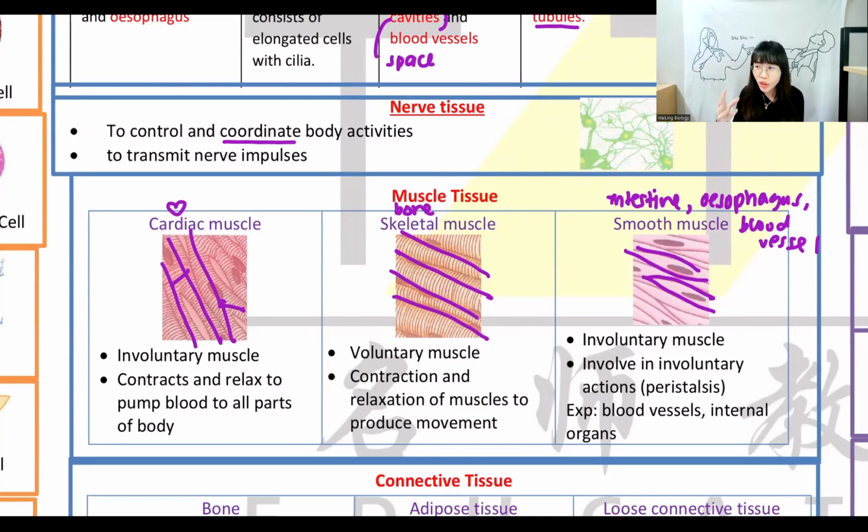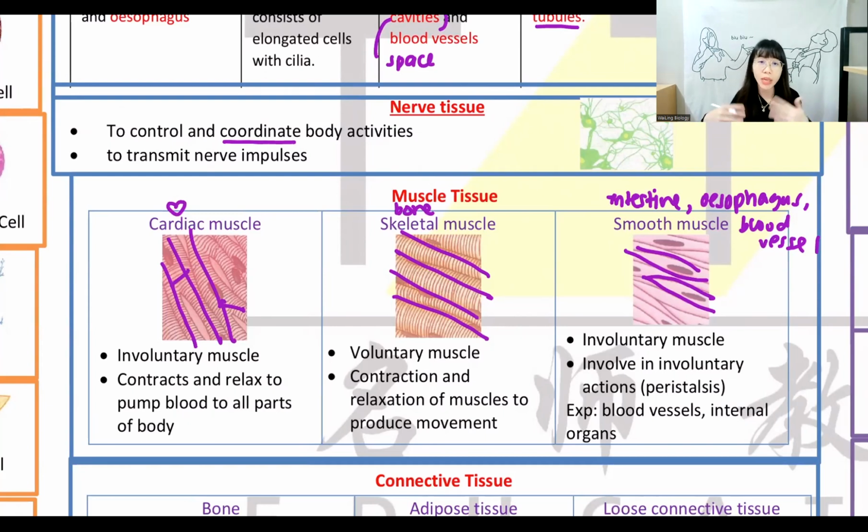Control means what? Control as in you can ask your heart to increase and to decrease. You want to stop, also you can stop, but we cannot, right? If we can control our heartbeat, there will be a lot of people dying already. Like people who want to die, then stop heartbeat, then they die. But we cannot control it. It can only be affected when we do activities.